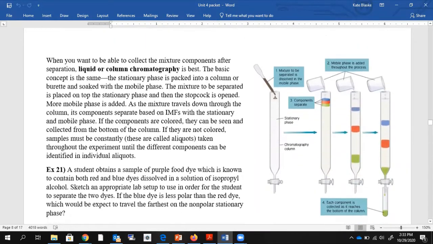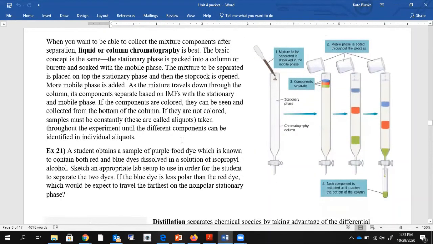Another type of chromatography is called liquid chromatography, or sometimes column chromatography. Same idea, only we're set up differently. Instead of waiting for that mobile phase to absorb up a piece of paper, we're going to let gravity do its work, and that mobile phase is going to be poured down into some sort of tube. Oftentimes it's a burette, which has to have an opening at the bottom though.